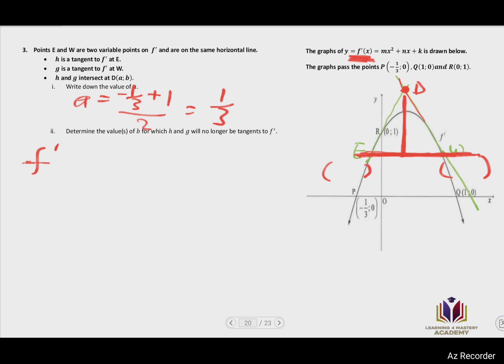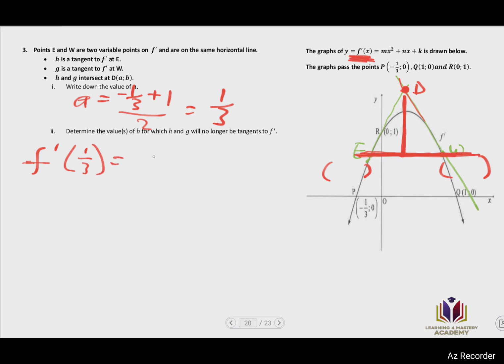Once we have figured that out, then we'll start to think, okay, if we change this Y value, if we move it up or down, what will happen to these straight lines? And once you do that, you'll then realize that if you shift it by just a slight margin, these two straight lines will stop being tangents to F prime. Okay, so we're going to quickly do this.